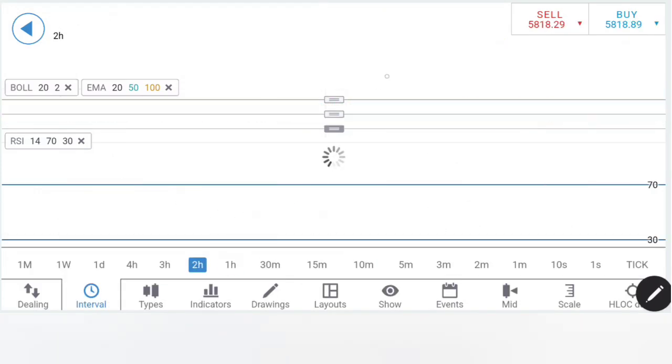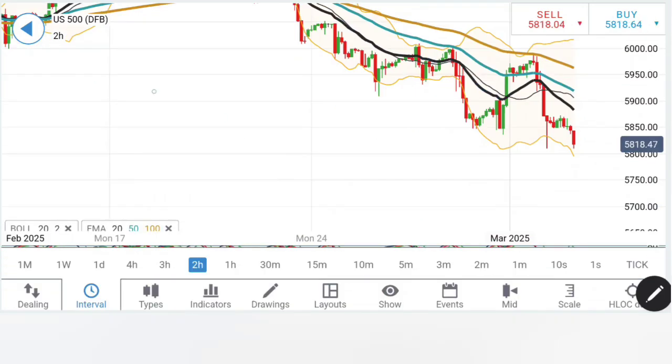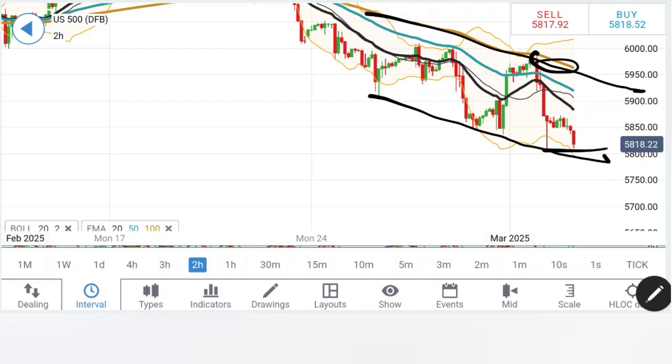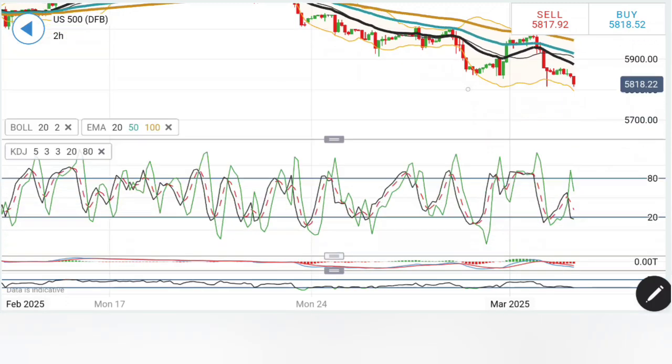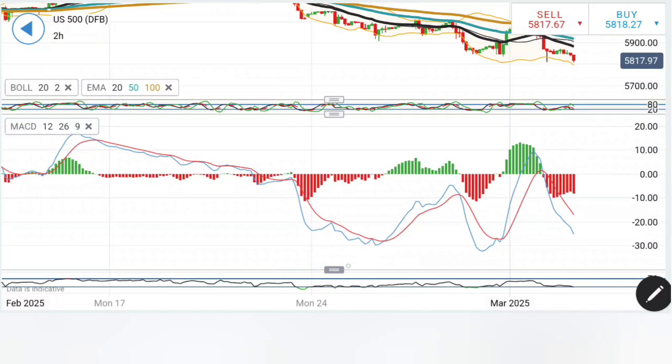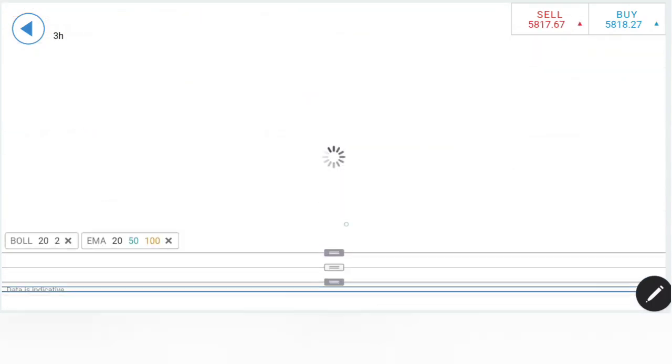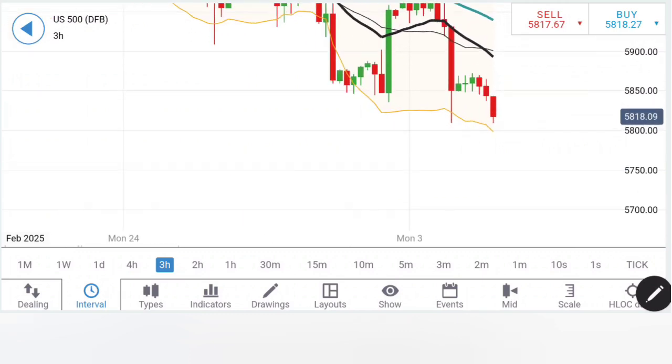Look at the 2-hour charts. When you look at the 2-hour charts for S&P, it is nothing but lower lows and lower highs here, and this is the channel it is trying to create. On the downside we have to be extremely cautious of 5800, 5780. Stochastic oversold, MACD looking downwards, RSI at the bottom. Things are staying at the bottom here for a while now.